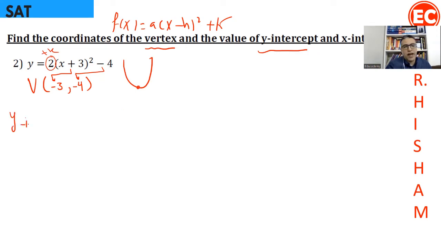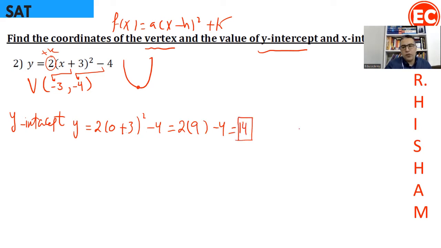So I am looking right now for the y-intercept. I'm going to replace x with 0. Three squared is 9, minus 4 is equal to 14. Wait, with the 2 multiplied, the y-intercept is 14, or (0, 14). Here is the y-axis. Here is the point 14. Here is the vertex: 1, 2, 3, negative 3, and 1, 2, 3, 4, negative 4, so it's somewhere here.